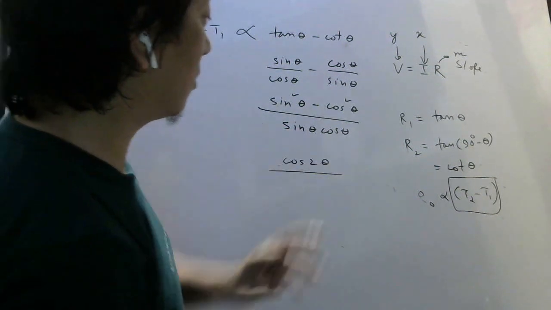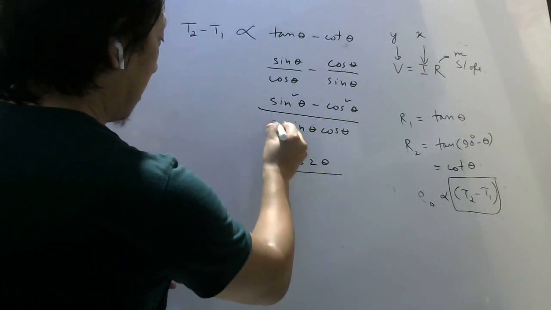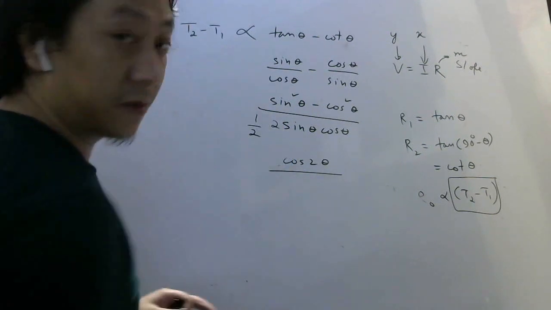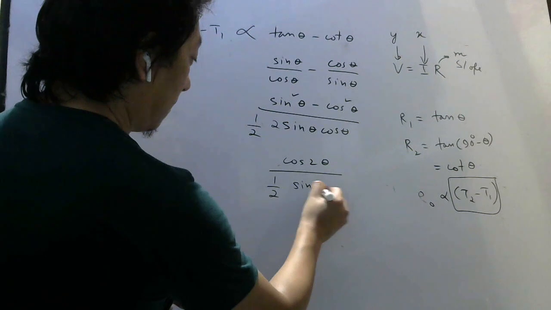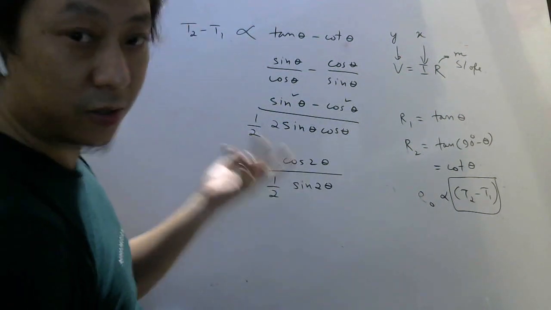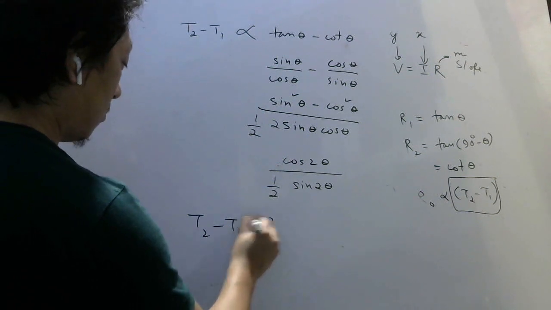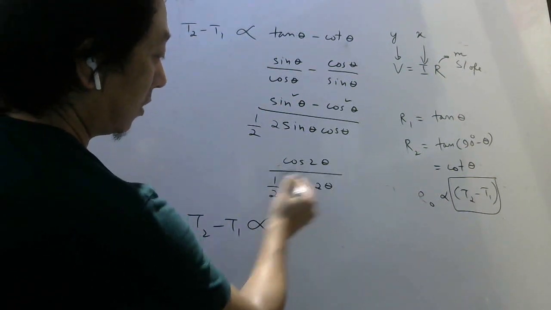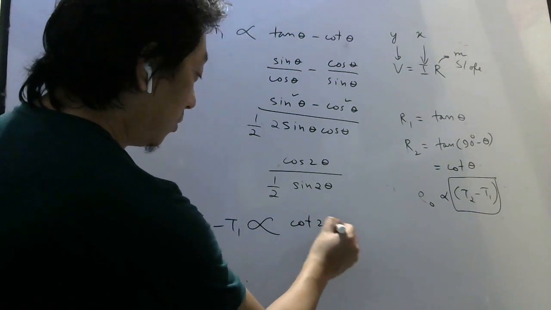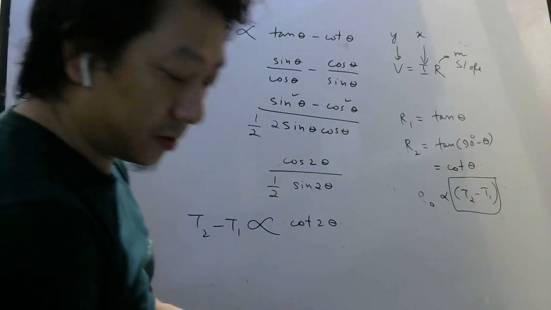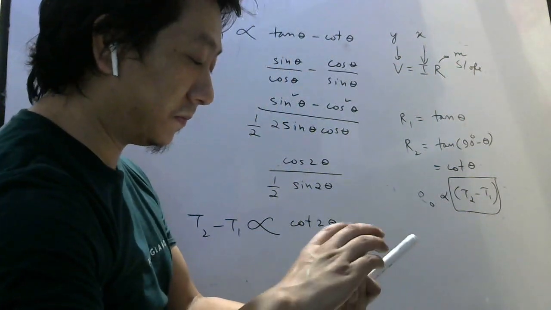And sin theta cos theta I can write, let me multiply by 2 and divide by 2. Then I can write 1 by 2 sin 2 theta. 1 by 2 is constant only. So from here you can see T2 minus T1 is proportional to cos 2 theta divided by sin 2 theta, which is cot 2 theta. Okay, so quite a simple question, but you need to know a little bit of trigonometry.